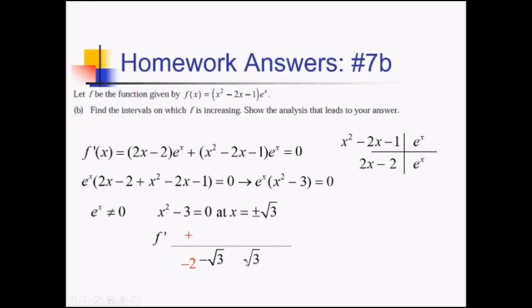A number between negative and positive root 3, how about 0? That would give us 0 minus 3, which is negative. And then if I plug in something bigger than root 3, like 2, that gives us 4 minus 3, which is again positive. Taking a look at this, f prime is clearly positive from negative infinity to negative root 3, and from root 3 to positive infinity. So I can write from this that f is increasing from negative infinity to negative root 3, union root 3 to infinity. Or you could say x less than negative root 3, or x greater than positive root 3.